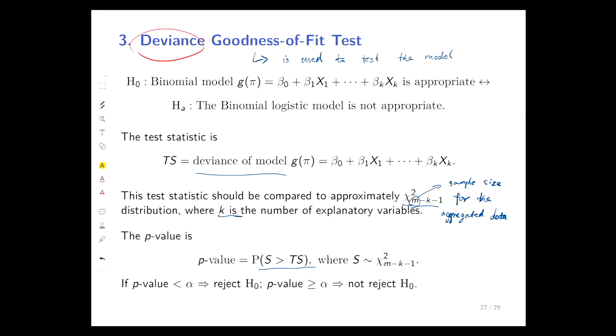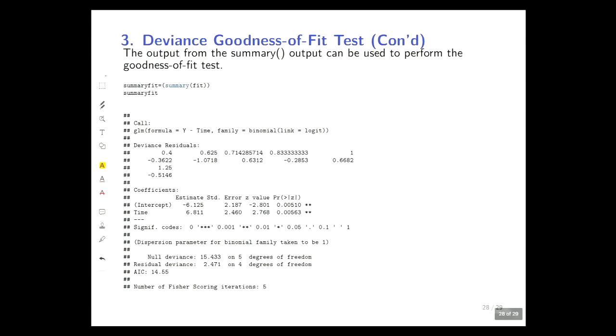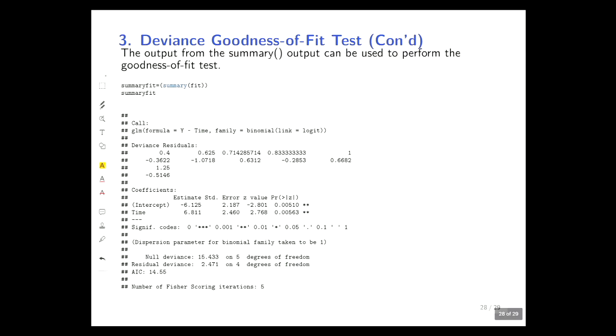So basically, this test is different, so just remember that. Let's look at how to perform this goodness of fit test in our real example. Firstly, you can use the summary output to obtain the deviance. So this is the deviance of our model, which is our test statistic, right?